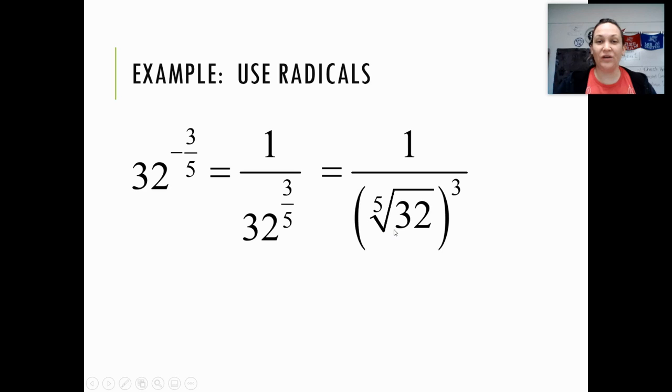And you can. 32 is actually 5 number 2's. 2 times 2 times 2 times 2 times 2. So the 5th root of 32, that's just the number 2.